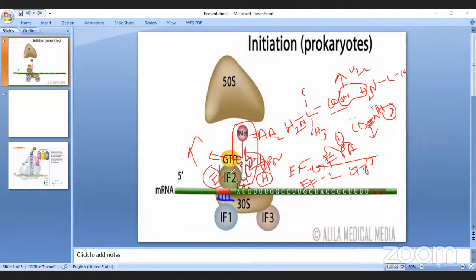This translocation is carried out by special factors such as elongation factor G in prokaryotes and elongation factor 2 in eukaryotes. Both utilize GTP to translocate, to change these places, using some energy and also these factors. Both utilize GTP energy. Elongation is also completed.